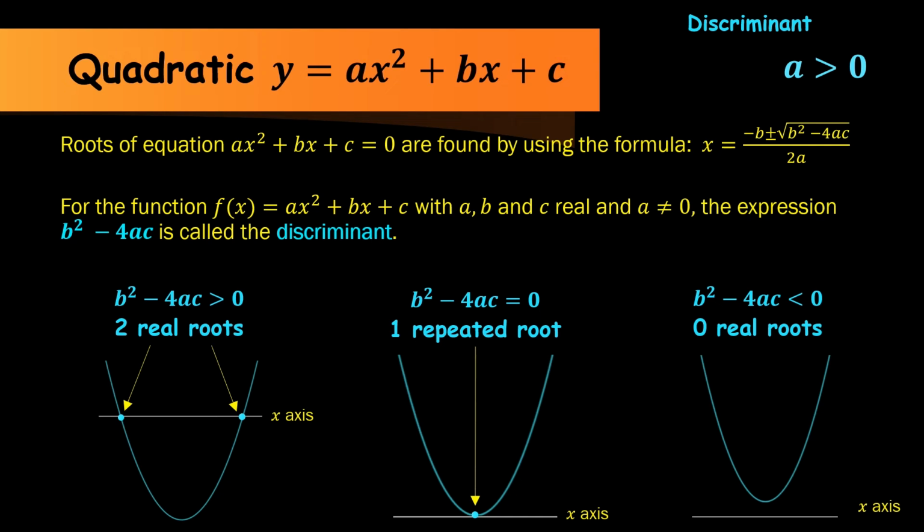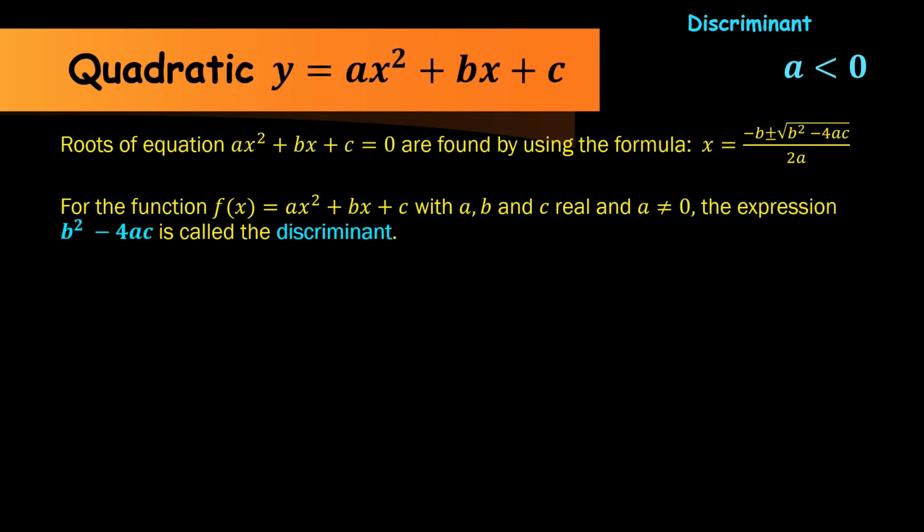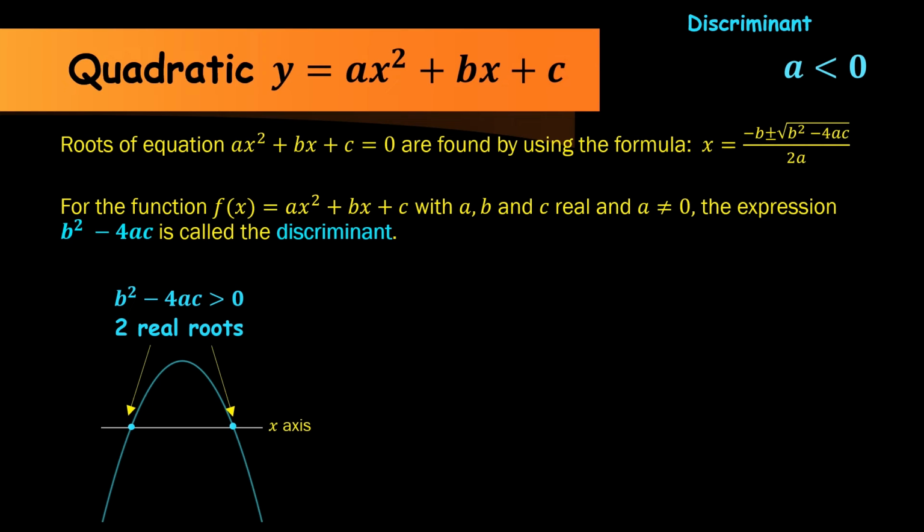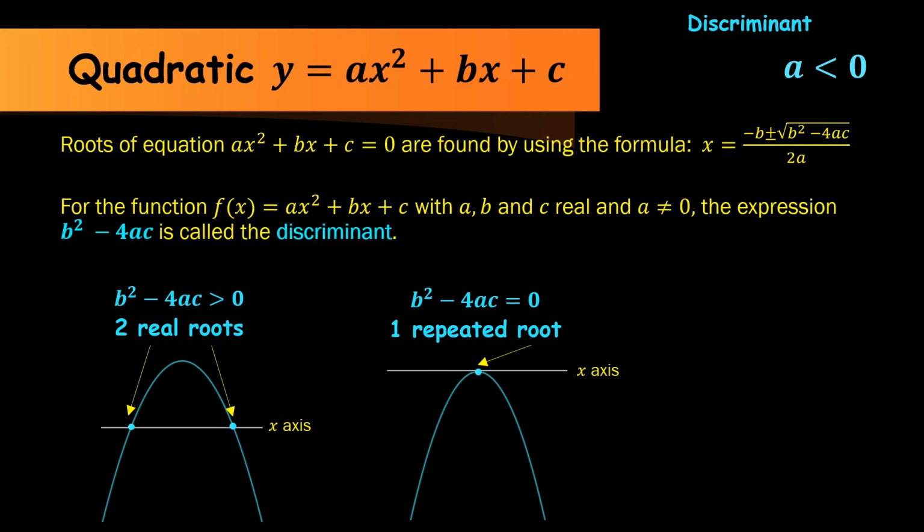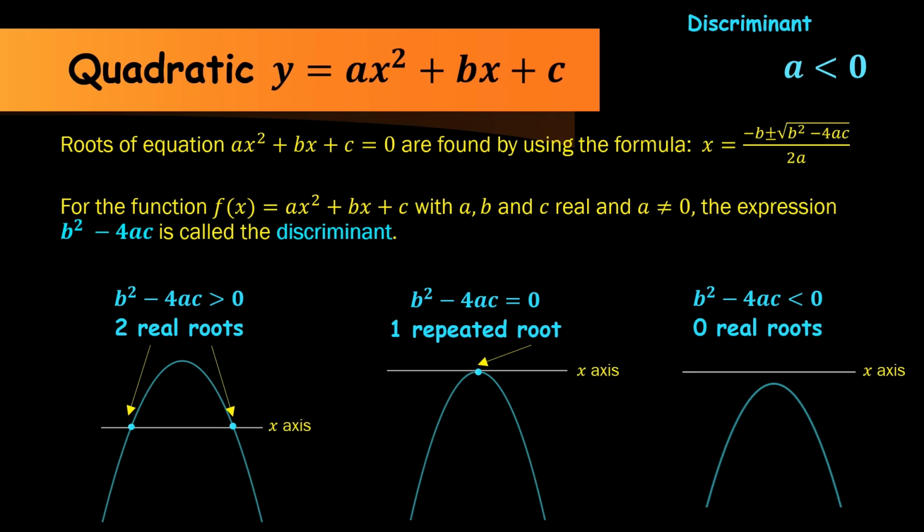Now, when we consider the case a less than 0, the quadratic functions generated will have a quadratic shape flipped in the x-axis, as will be shown on your screen. The other conclusions regarding the number of roots will be identical. So, if b squared minus 4ac is greater than 0, the function has two roots. If b squared minus 4ac equals 0, the function has one repeated root. And if b squared minus 4ac is less than 0, the function has 0 roots. So here's a summary of these points.